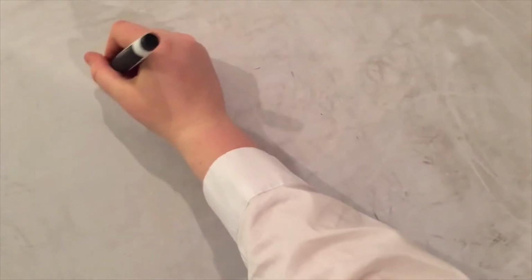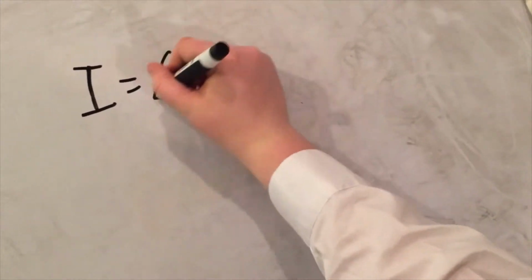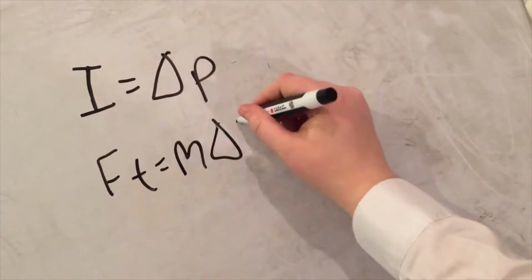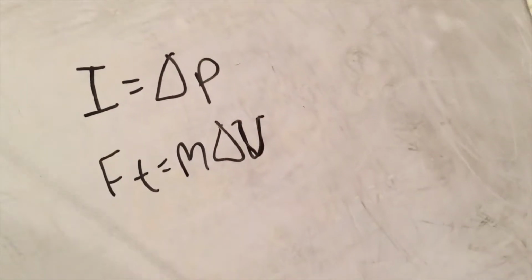The impulse momentum theorem is impulse equals delta momentum, which is the same thing as time force equal to mass times delta velocity. The law of conservation of momentum is when two or more objects collide, and then the total momentum of the two objects together remains the same.